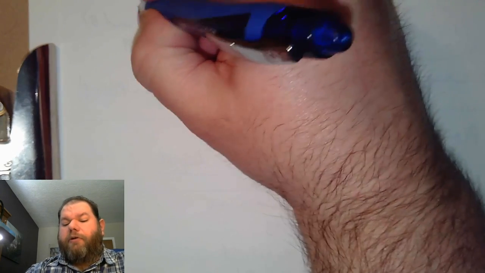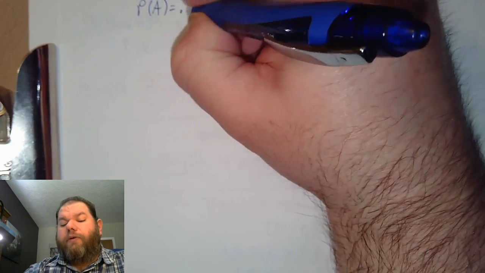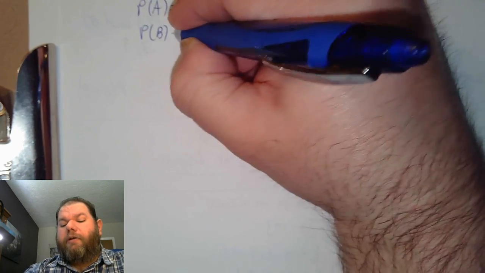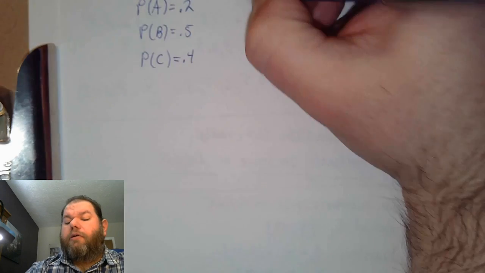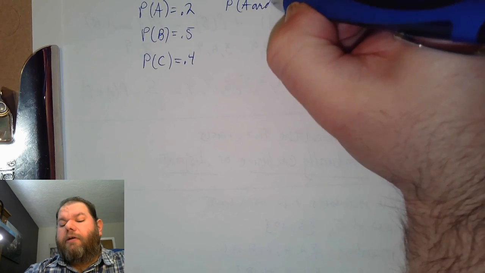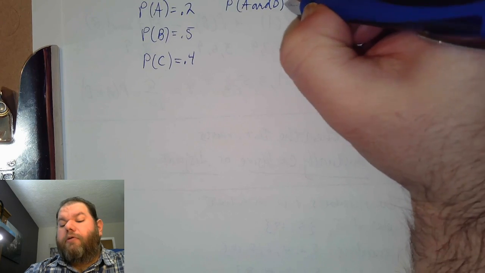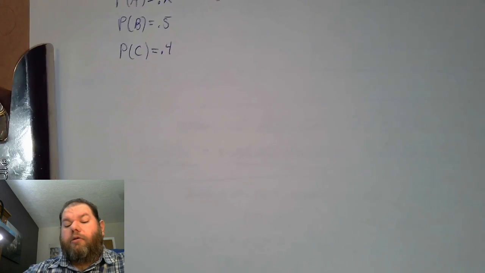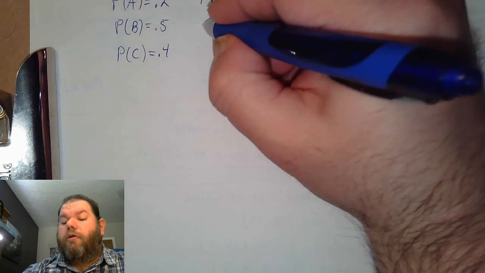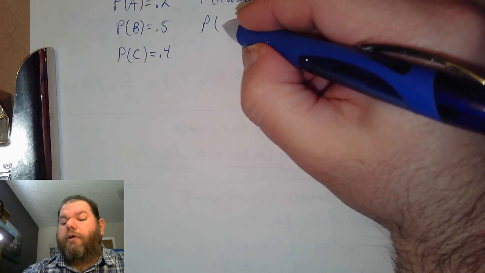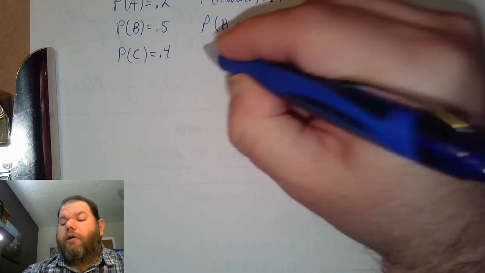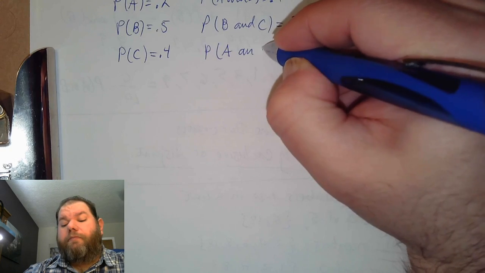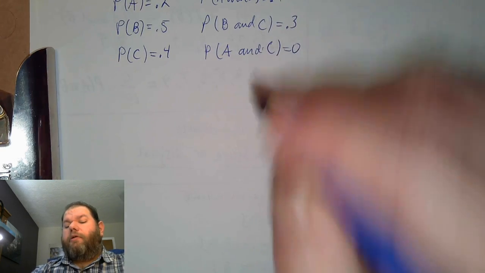So we said the probability of A is 0.2, probability of B is 0.5, probability of C is 0.4, probability of A and B was 0.1, probability of B and C was 0.3, and probability of A and C is 0.